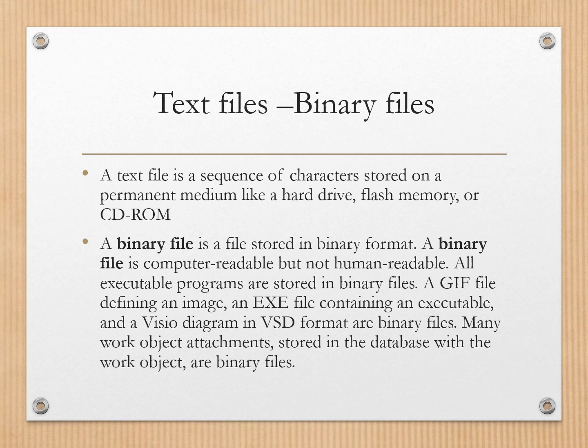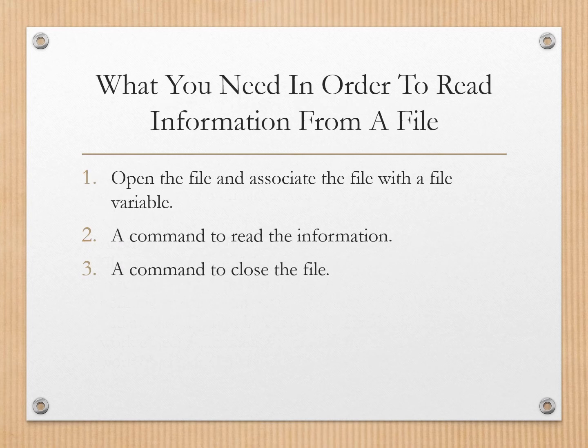A PDF file or executable file or a Visio diagram can be a binary file. Attachments are stored in the form of binary files. For file handling, the first step is to open the file and associate it with the file variable. Next, use methods to read the information from the file and finally close the file. These are the steps in file handling.